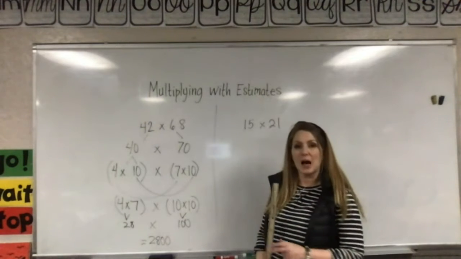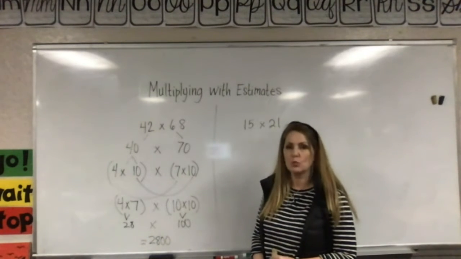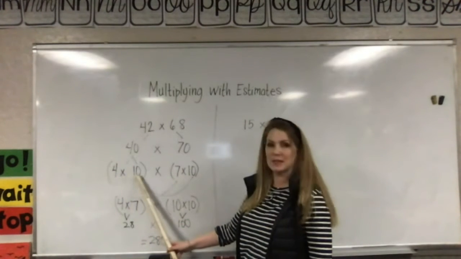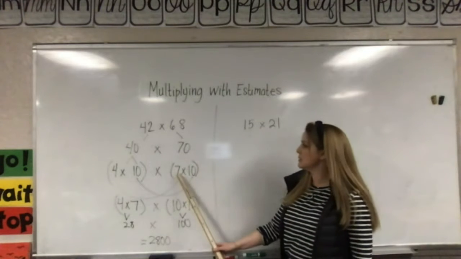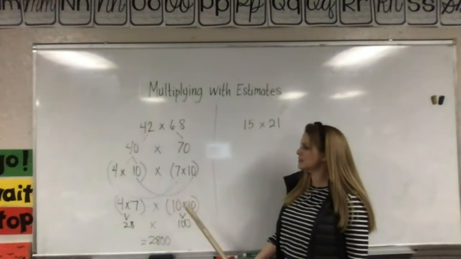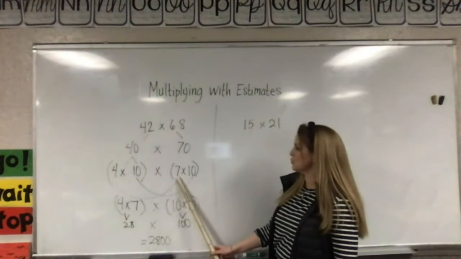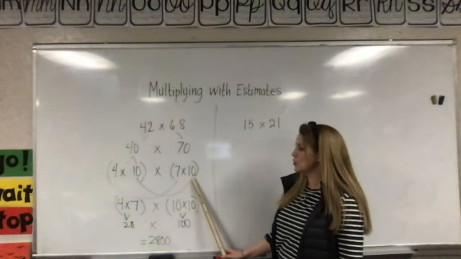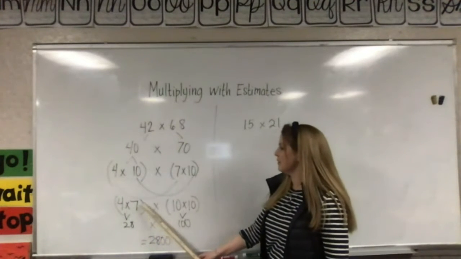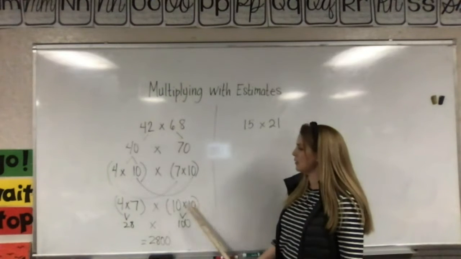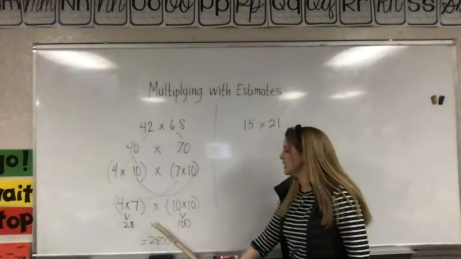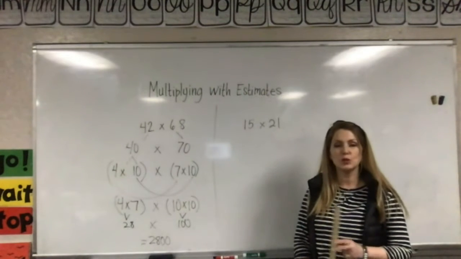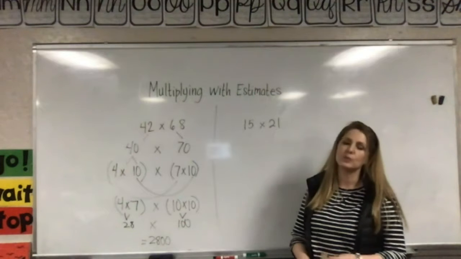Or we can break it down as Khan Academy does, which is like this. 40 becomes 4 times 10. 70 becomes 7 times 10. And same thing, they're multiplying the first two digits, but then they're multiplying the next set of digits. So we have 4 times 7 times 10 times 10. We have 28 times 100. And again, the answer is still 2,800.